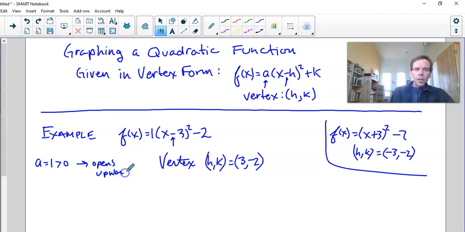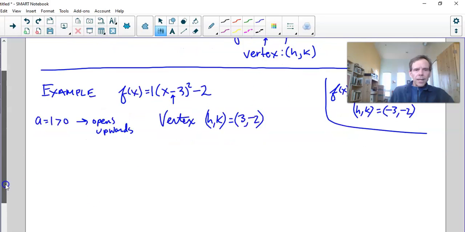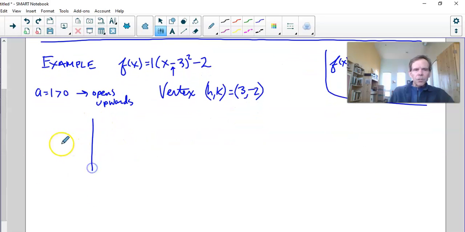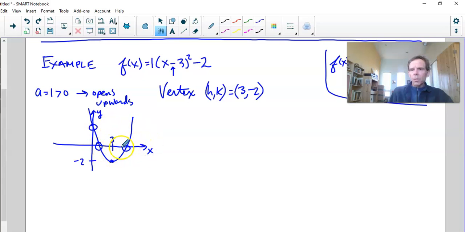The parabola opens upwards. Now, I always like to draw a little thumbnail sketch of this parabola to determine what kind of intercepts there are. The vertex is at (3, -2). Maybe that's about here. This is the 3. This is negative 2. And it opens up. And I can quickly see that there are x-intercepts and there's a y-intercept. Here's our y-axis and here's our x-axis. So there's places where our graph crosses the x and y-axis.